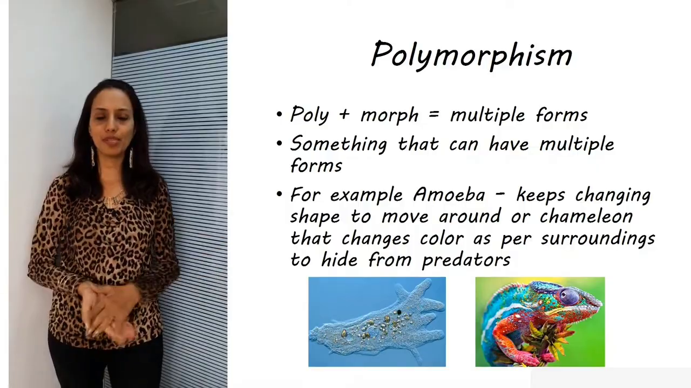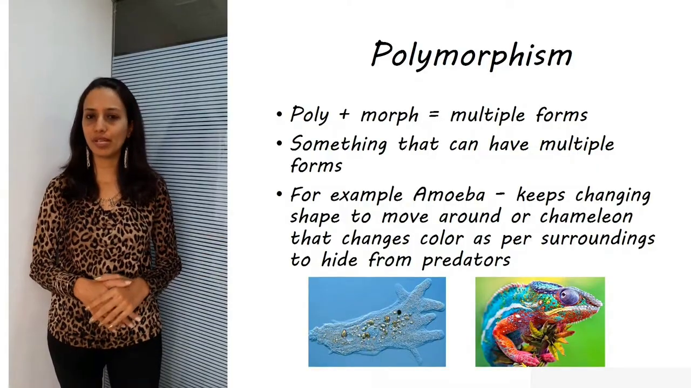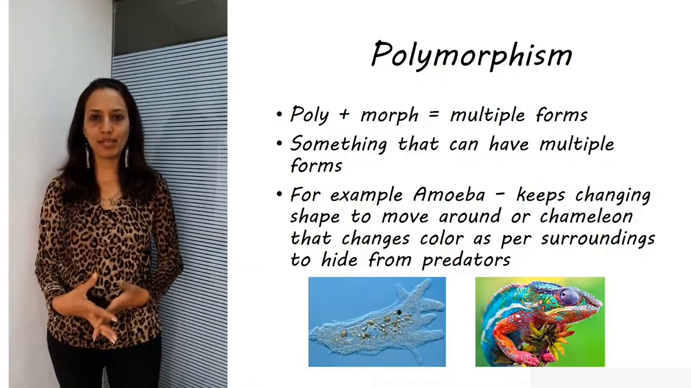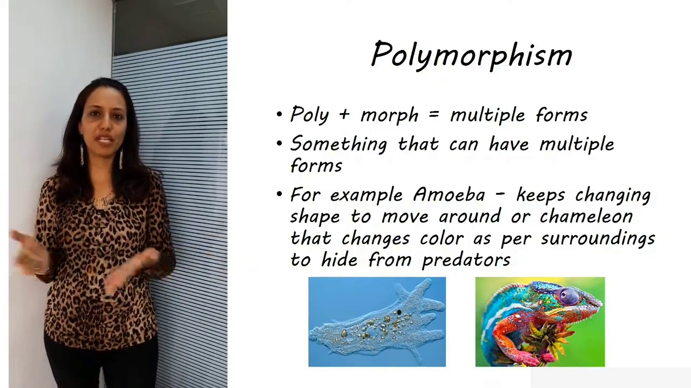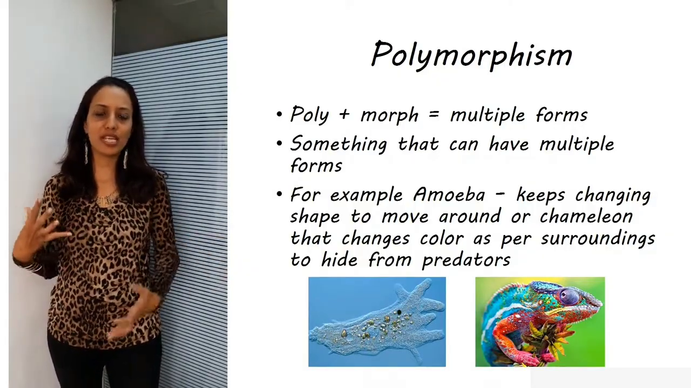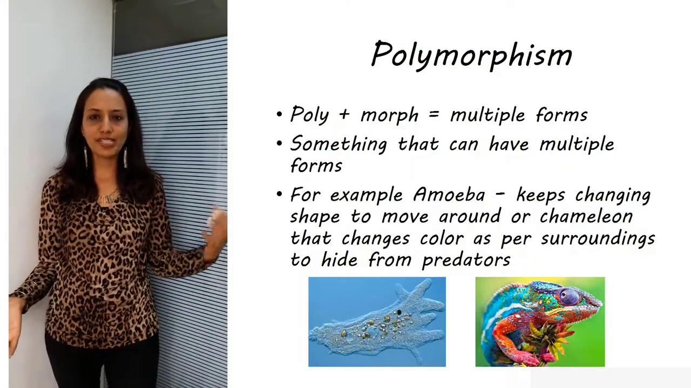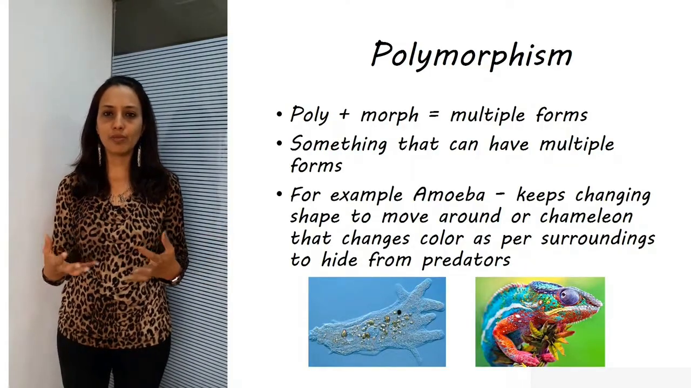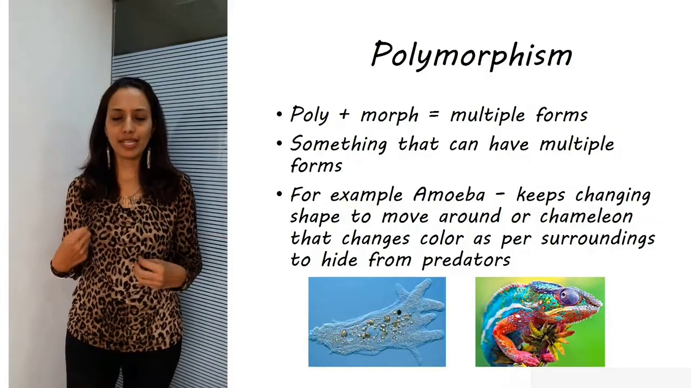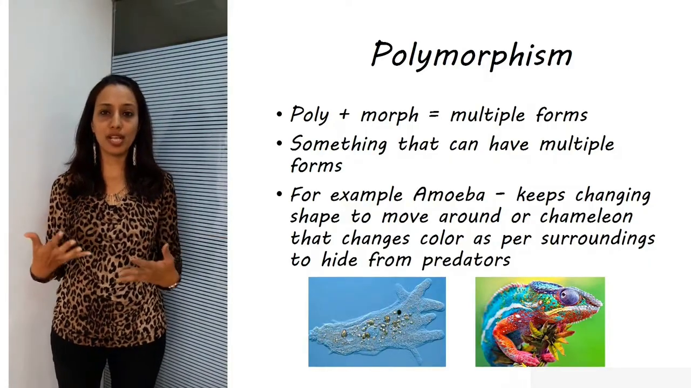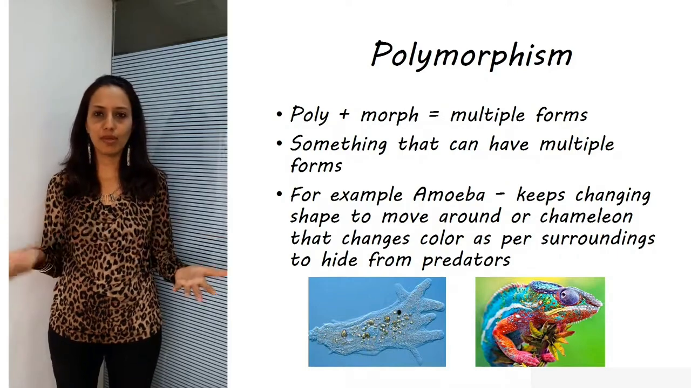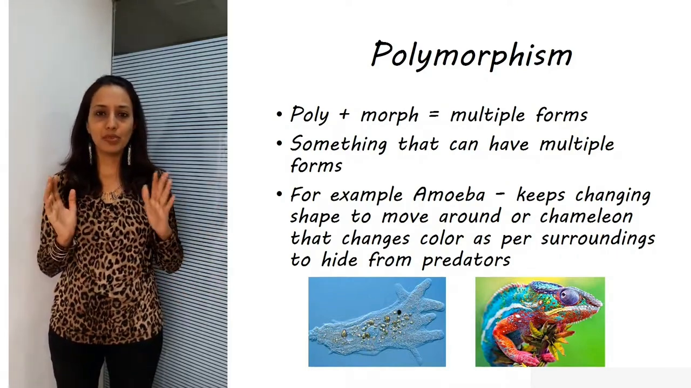The last important principle of object-oriented programming is polymorphism. I told you that poly means multiple, morph means forms. It is something which can have multiple forms. For example, in the real world we see a lot of animals and a lot of objects that can change, or they can have multiple forms, or they can change as per requirement, either to protect themselves or for some other reason. For example, you take a chameleon.